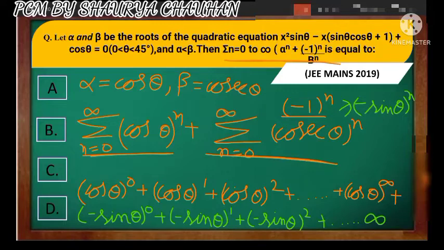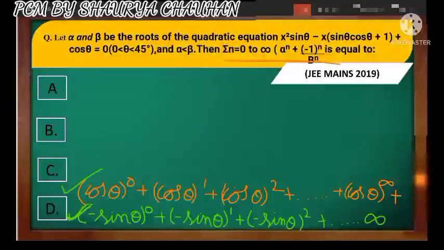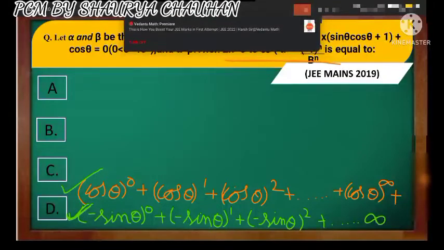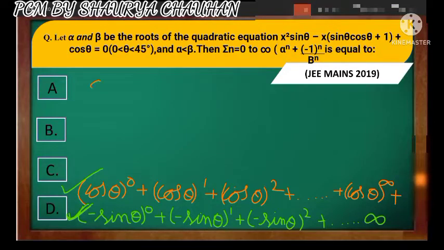Now you must have noticed, this is an infinite GP and this is also an infinite GP. These both are infinite GP. So you know the sum formula for an infinite GP. Formula to find the sum to any infinite GP is S equals A upon 1 minus R.